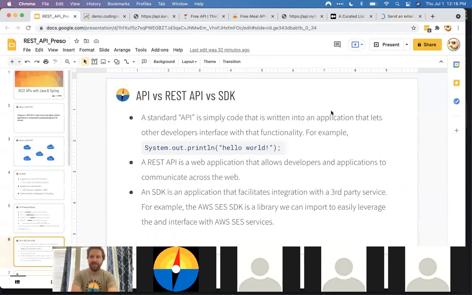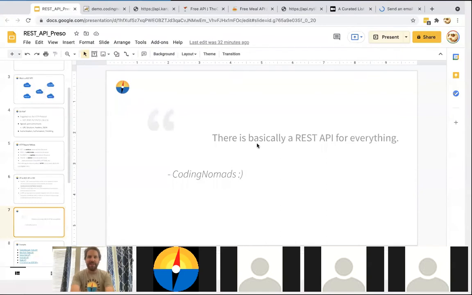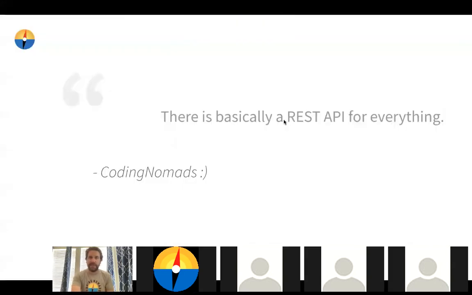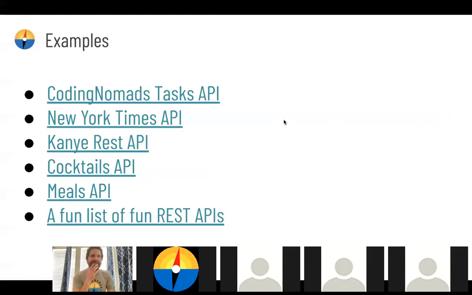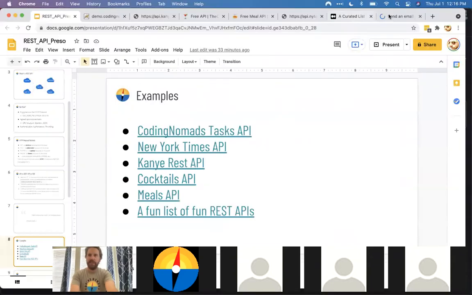So just a silly little self-quote here: there's basically a REST API for everything. And that's Coding Nomad's quote. A few examples that we're going to look at are the Coding Nomad's Tasks API, the New York Times API, the Kanye REST API, which is just a funny one, the Cocktails API, Meals API, and this fun list of REST APIs. There are literally millions of them out there.